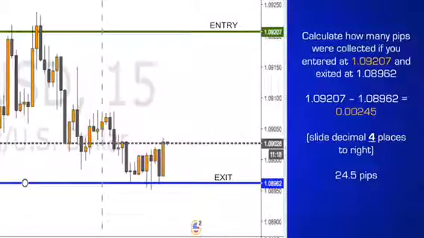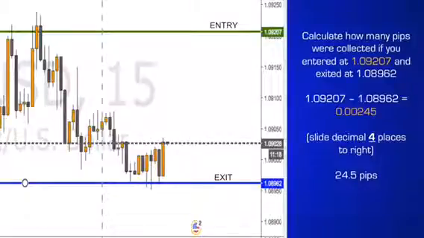Because when you start analyzing charts, you're going to want to start calculating where's your take profit going to be? Where's your stop loss going to be? Now, of course, there are fancy tools like on MetaTrader 4 or TradingView, but to get you started, this is how it works.